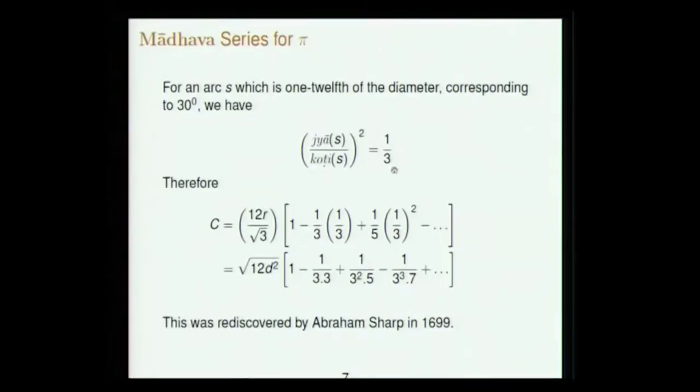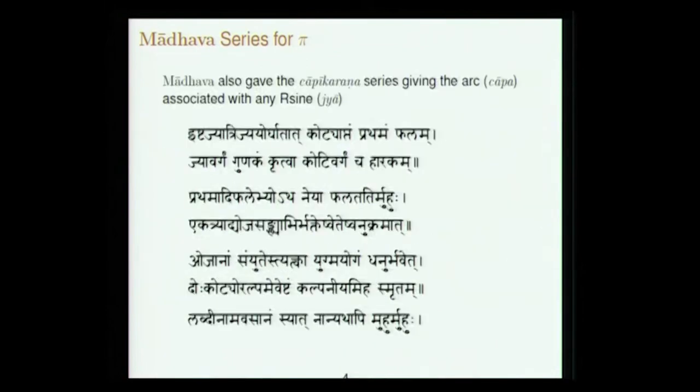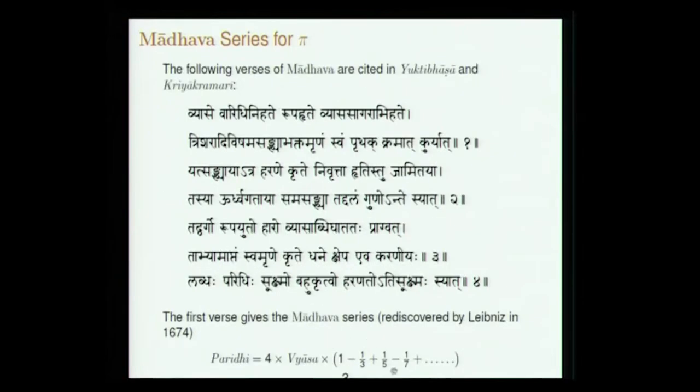So, since tan squared is 1 by 3, you have 1 minus 1 by 3 into 1 by 3 plus 1 by 3 whole squared, etcetera, etcetera. So, the relation between the circumference and the diameter is best expressed. This is a series which is somewhat faster converging than the Leibniz series. You can see 3, 3 squared, 3 cubed appearing here. The Leibniz series was somewhat slow, 1 minus 1 third plus 1 fifth.